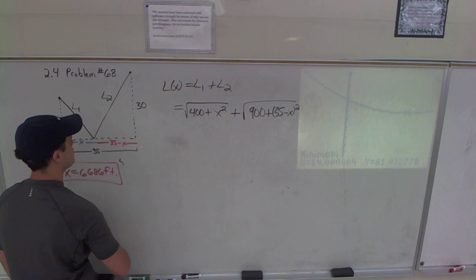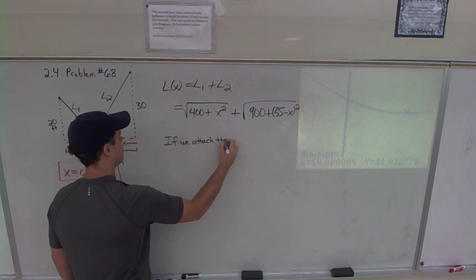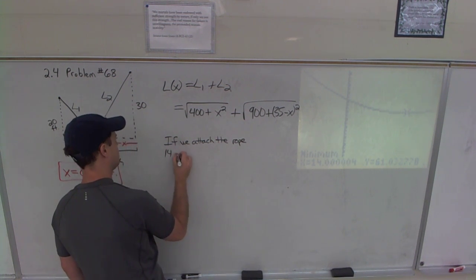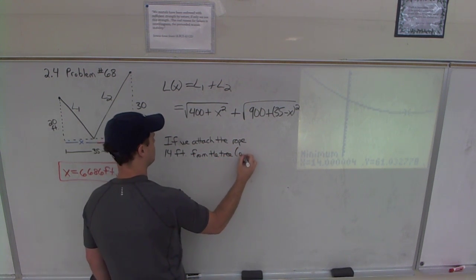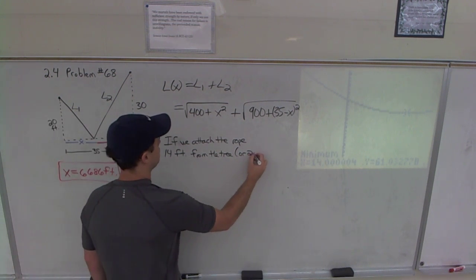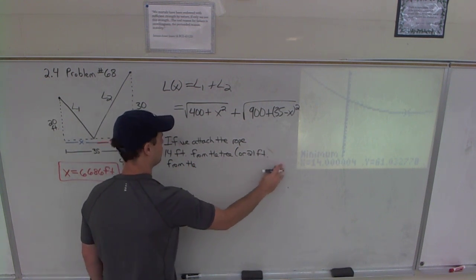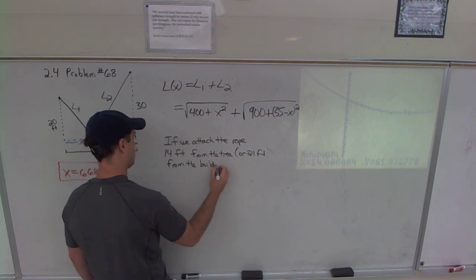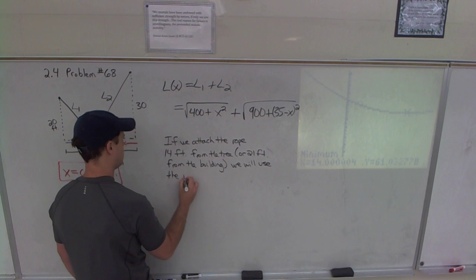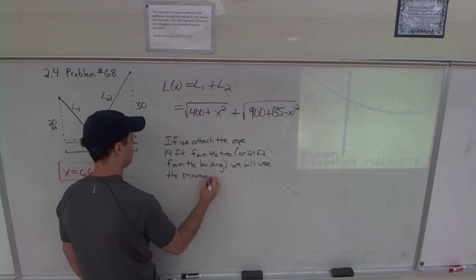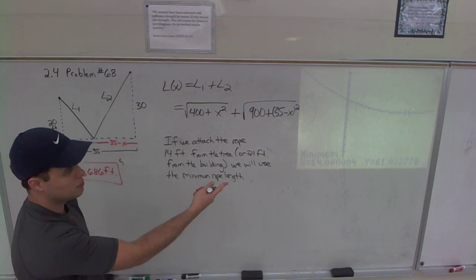And I should write that in a complete sentence. So if we attach the rope 14 feet from the tree, or what is that? 35 minus 14 is 21 feet from the building, we will use the minimum rope length. And when you did this, it's already there. So the minimum rope length is right there.